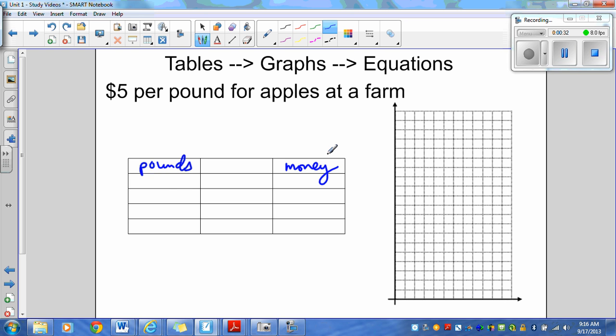Okay? So if you have 0 pounds, you're going to spend $0. If you get 1 pound, you're going to spend $5. 2, 10, 3, 15. And then I think about, what did I do to get there? Well, I did $5 times the number of pounds. And that's what my money equaled.